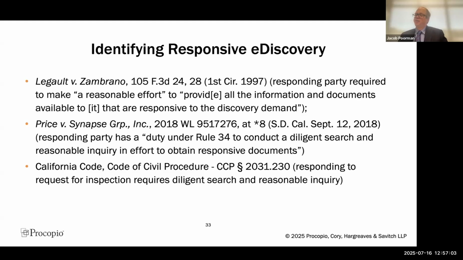California and federal law require a party responding to discovery to make reasonable efforts to locate responsive documents. The first step in responding to requests for e-discovery is to identify the potentially responsive records, bearing in mind the broad scope of discovery.